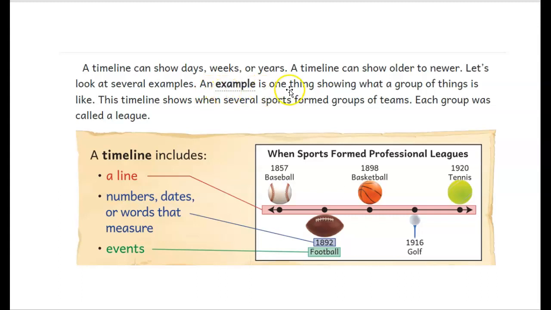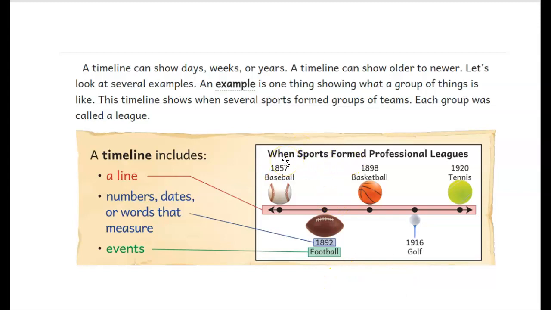An example is one thing showing what a group of things is like. This timeline shows when several sports formed groups of teams. Each group was called a league. So a timeline is going to include a line. So here we can see the line. It's going to have numbers, dates, or words that measure. So here we can see the dates, 1892, and it's going to have events on it. So it's going to have different events.